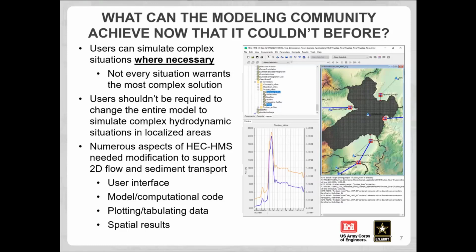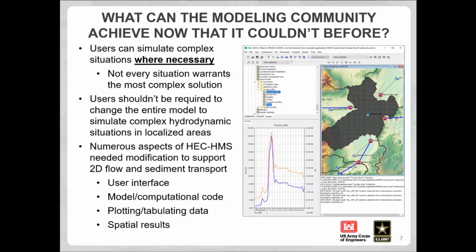You're not forced into using stuff. It's up to you to choose what is pertinent for your modeling application in both space and time. So not every single situation warrants the most complex solutions, right? In a lot of cases, hydrologic routing routines are more than adequate. They're also faster, right? Also, if you want to use these complex routines, you shouldn't be required to change the entire modeling domain.